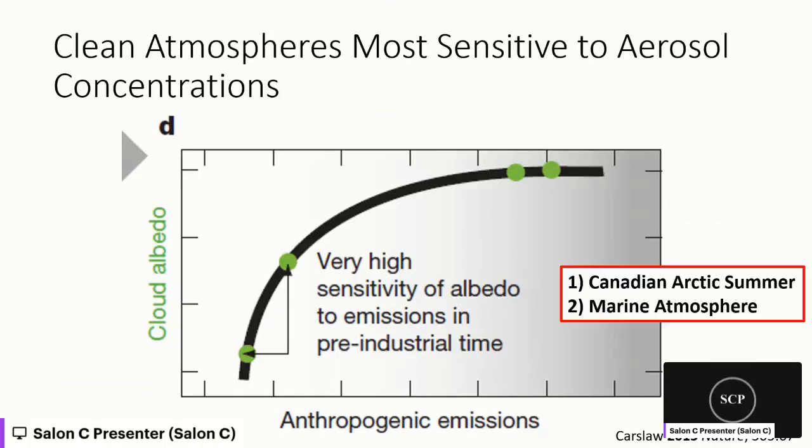And so this work that I'm presenting today will be really focusing on two types of regions where we expect that the aerosol concentrations are still low. The first is the Canadian Arctic in the summertime, and the second is marine atmospheres in general, which you could also categorize Canadian Arctic summers as being marine in nature.